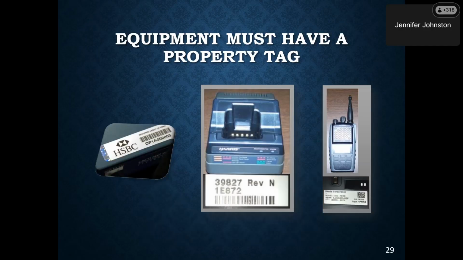Here are some examples of property tags that are required for all equipment. The equipment must have a unique number assigned to them, which is a way to keep track of the equipment purchased with GCC grant funds.